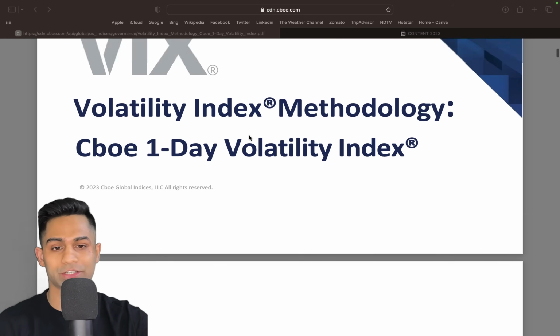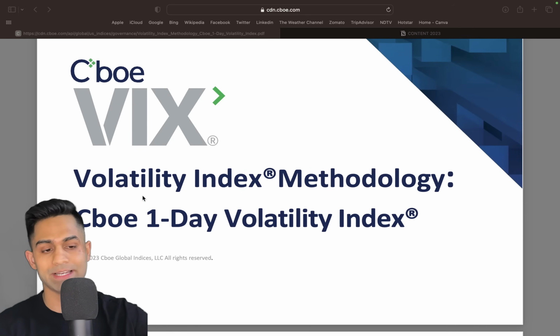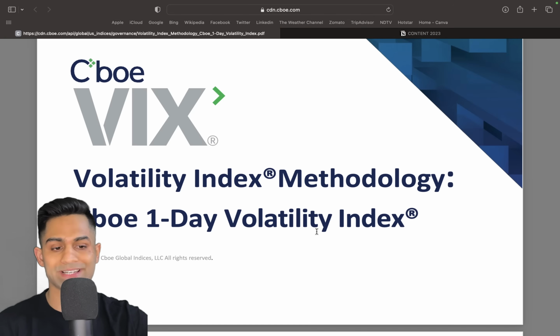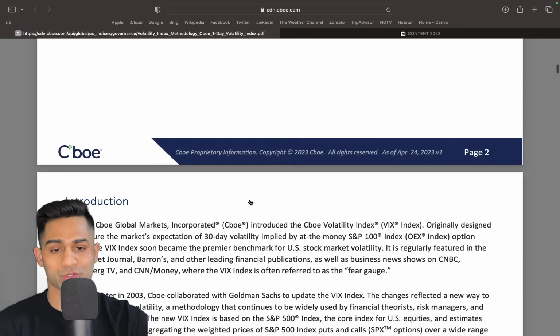So VIX1D is going to be that actual resulting instrument. This right here is what they created. It's a whole PDF that you can go and check out: the Volatility Index Methodology, CBOE 1-Day Volatility Index, and it pretty much goes over how to calculate it.